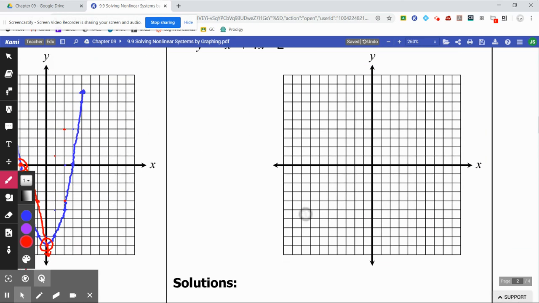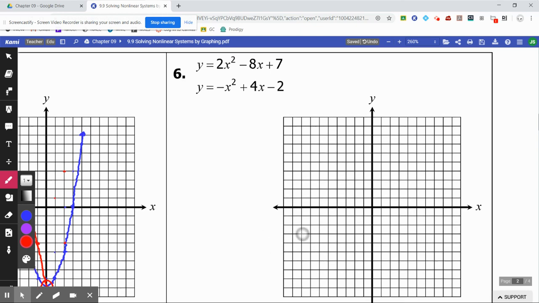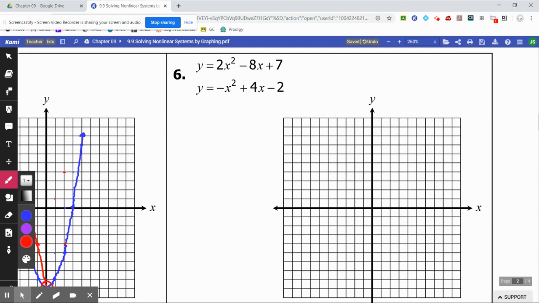Okay, the next one. Again, on number 6, you can do it any of the ways that I've showed you. On this one, we'll use our axis of symmetries. The first one, x equals -b over 2a would be 8 over 4, which is 2. So therefore, your vertex, plug that in. You're going to get 2 times 4, which is 8, minus 16 is -8, plus 7 is -1. So your vertex is right here.